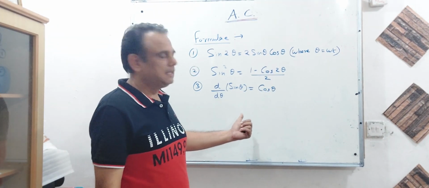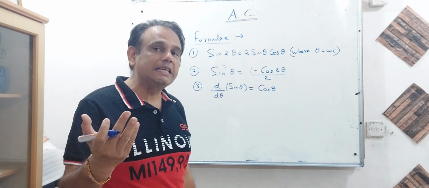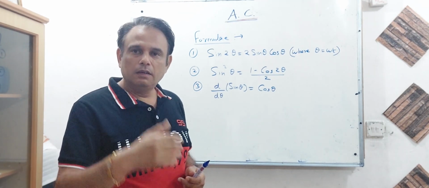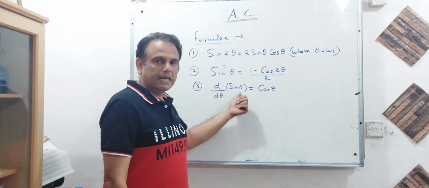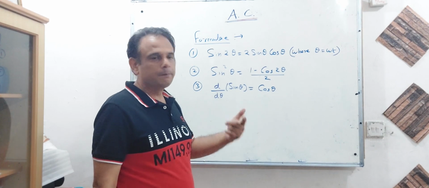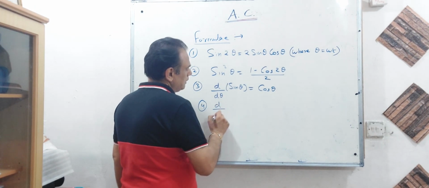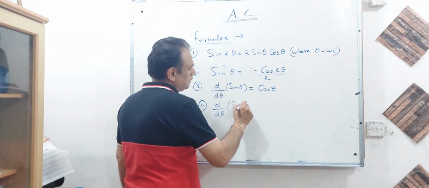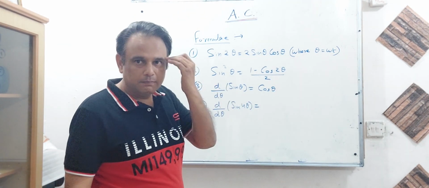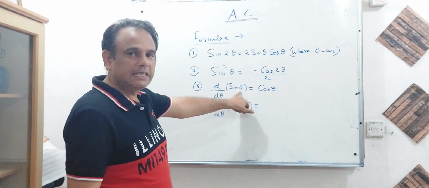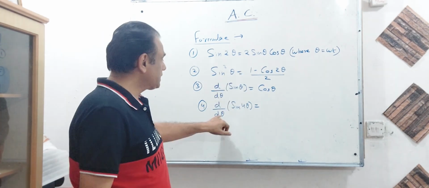How do we read this one? Differentiation of sin theta with respect to theta. Differentiation of sin x with respect to x we have done in previous classes. Differentiation of sin x with respect to x is cos x. So similarly, differentiation of sin theta with respect to angle theta is cos theta. So if I apply this on sin 4 theta, make a very clear picture in your brain. Here I am differentiating sin theta with theta, but here I am differentiating sin 4 theta with respect to theta.